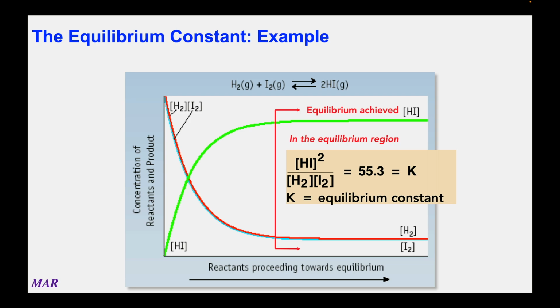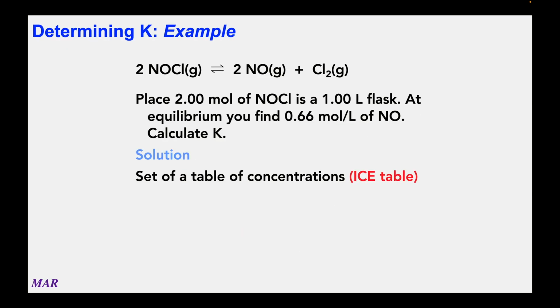This is 55.3. In this reaction, we're taking a compound that's NOCl, nitrosyl chloride. We're placing 2 moles of the nitrosyl chloride in a 1 liter flask. And at equilibrium, we find that once everything settles, we end up with 0.66 moles per liter of nitrogen monoxide, one of the products. We can actually use this information to calculate the value of K.